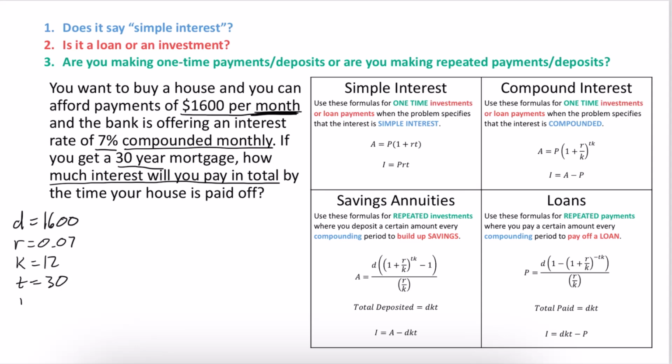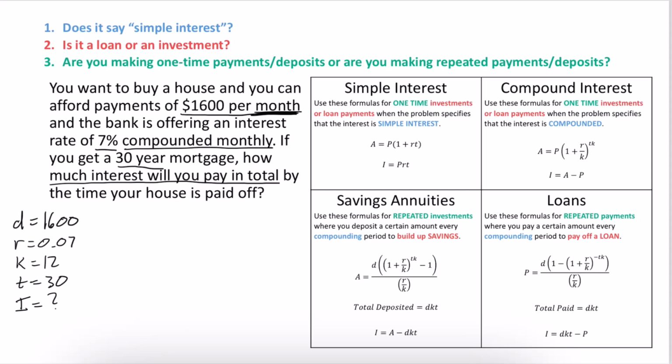And the question I'm asked is how much interest will I pay? So in this case, if you look through all of the formulas, there's not any formula that involves I and D and R and K and T. But the questions that we can ask will help us figure out which section the formulas are in.